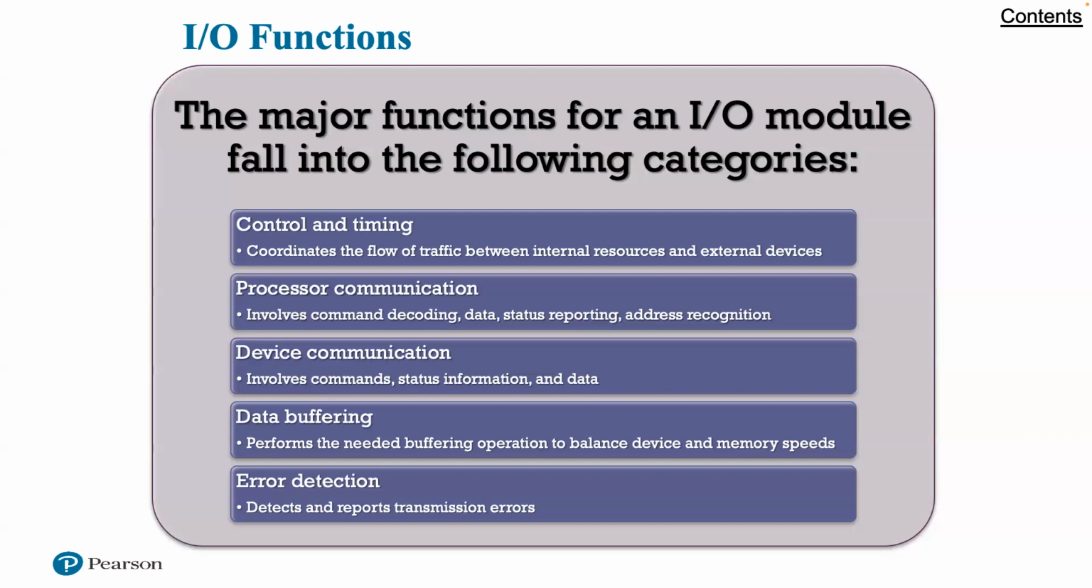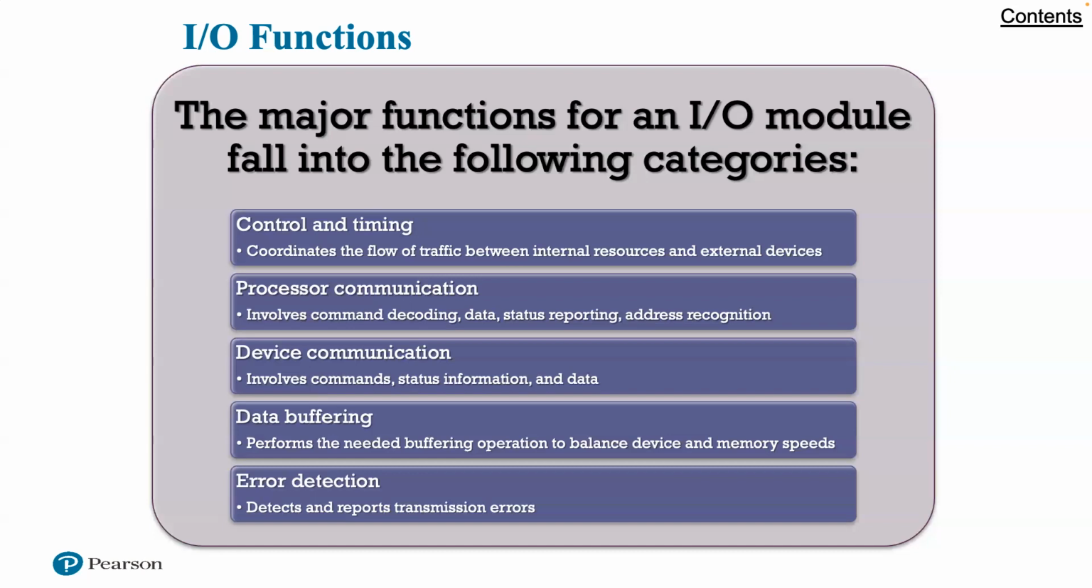During any period of time, the processor may communicate with one or more external devices in unpredictable patterns depending on the program's need for I/O. The internal resources, such as the main memory and the system bus, must be shared among a number of activities, including data I/O. Thus, the I/O function includes a control and timing requirement to coordinate the flow of traffic between the internal resources and external devices.